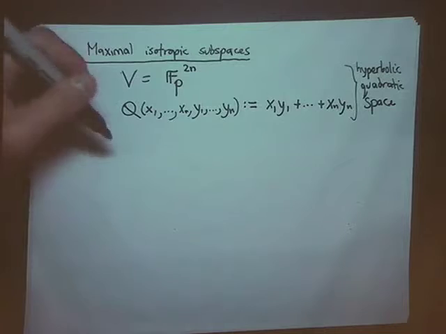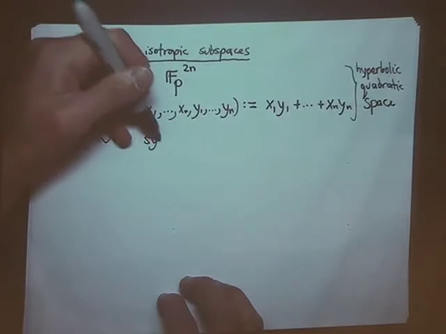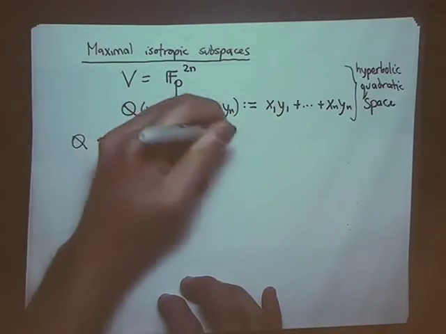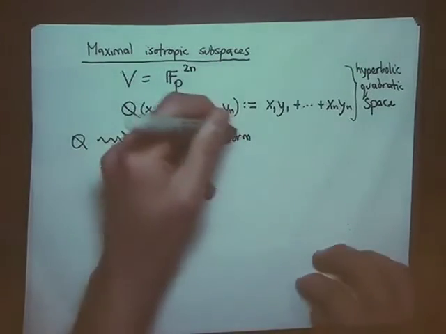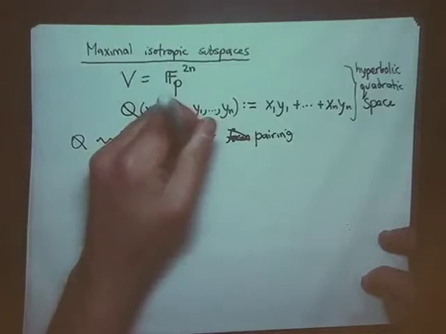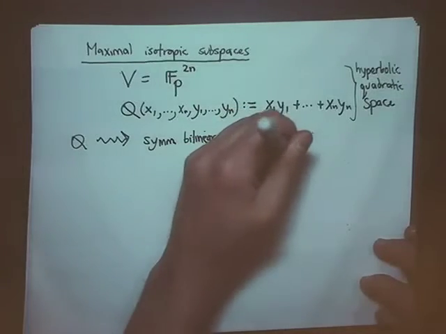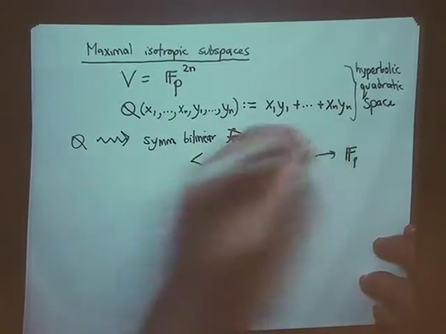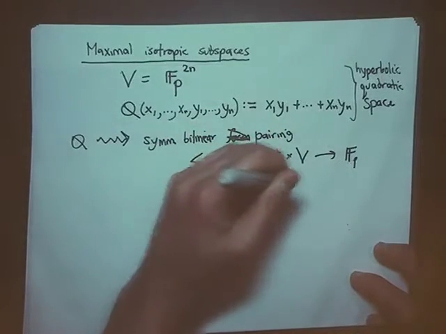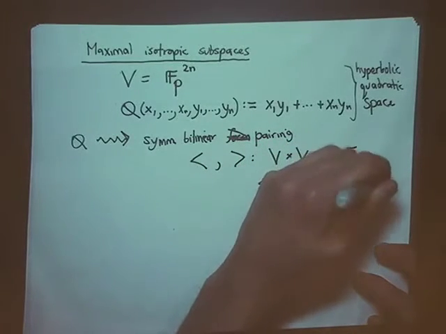Okay. And also, this Q gives rise to a symmetric bilinear pairing. So, what is this pairing? This is just the standard relationship between quadratic forms and bilinear pairings. It's a pairing from V cross V into Fp. And how is it defined? If you want to pair two vectors v and w, you take the value of the quadratic form at the sum, and you subtract its value at v and w.